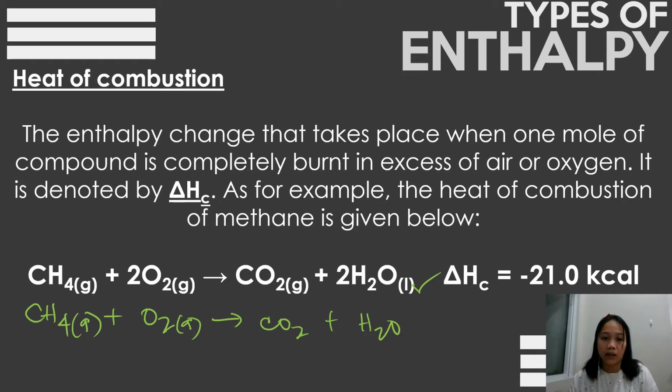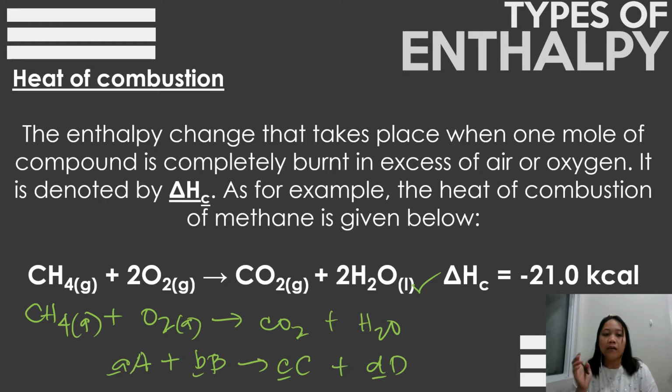You need to balance the chemical equation because you will be needing the numerical coefficients in solving for the change of your enthalpy, or the delta H. So that would be aA plus bB yields cC plus dD. All of those small letters there are actually the numerical coefficients. That's why it's very, very important that you balance the equation first.